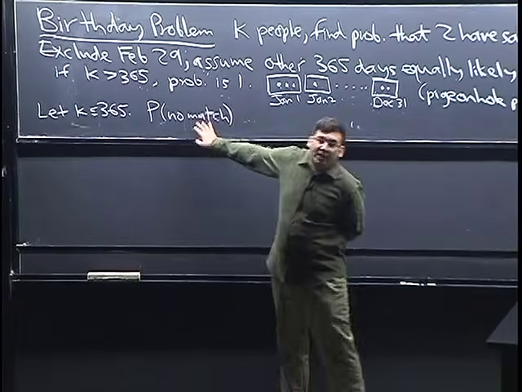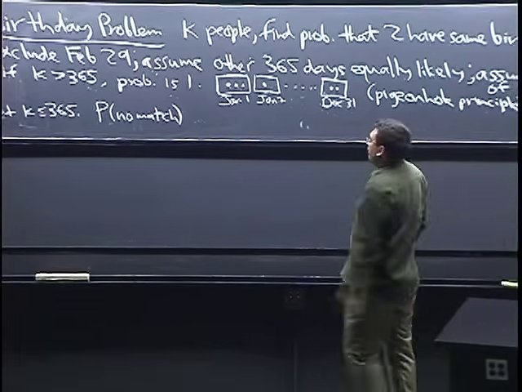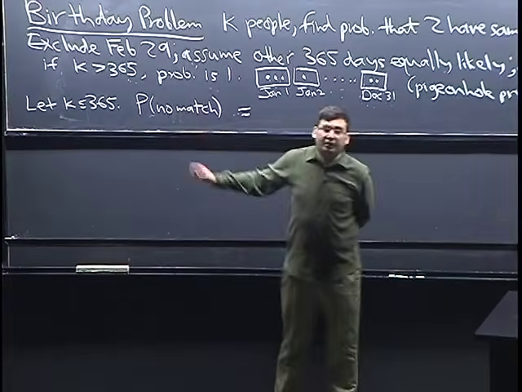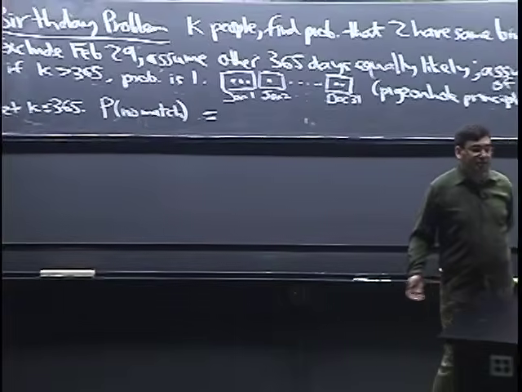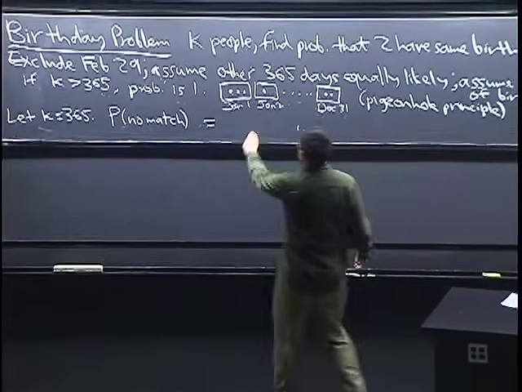Then we can always do 1 minus that to get the probability that there's at least one match, okay? So that's often a useful strategy. You want to think about, is it easier to find the probability of the event or the complement of the event? In this case, it's easier to do the complement.